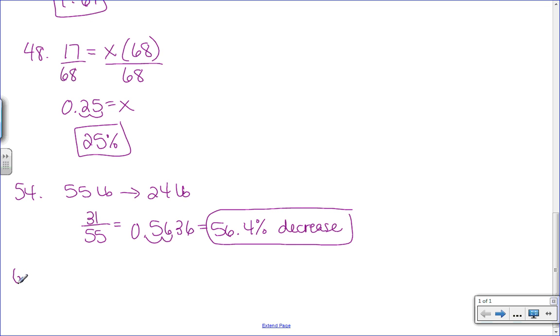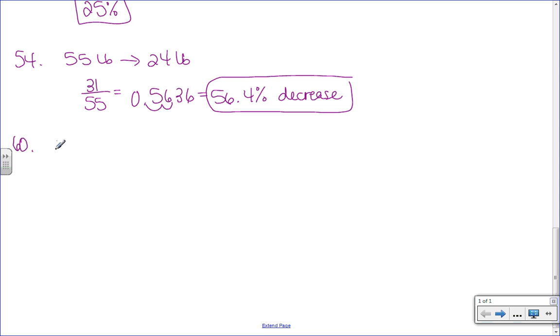Okay, and then number 60. Number 60 says find the simple interest to the nearest cent. So we know we want the simple interest formula, I equals PRT. And it says we're finding the simple interest. It says the amount invested is $5.75.